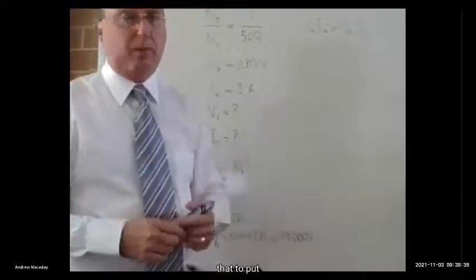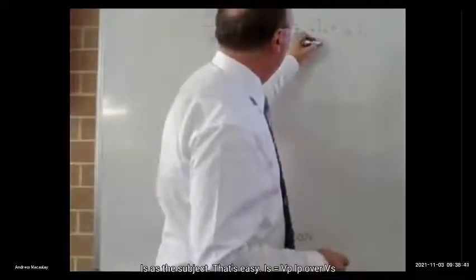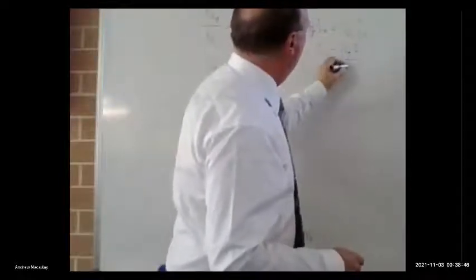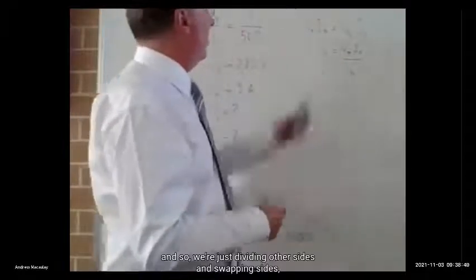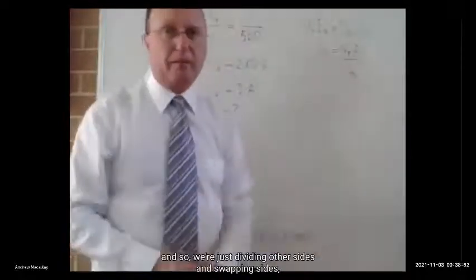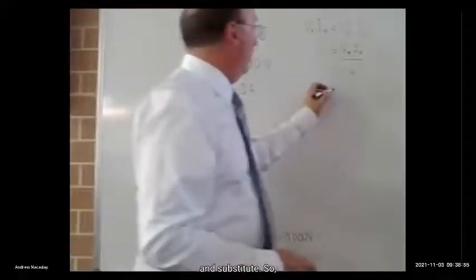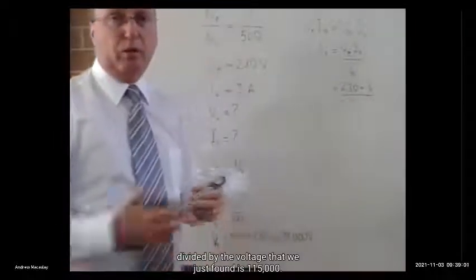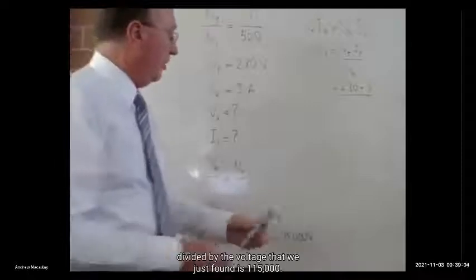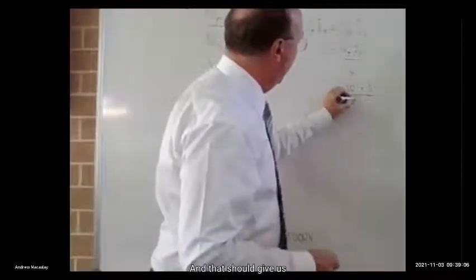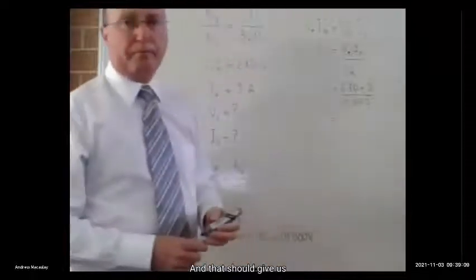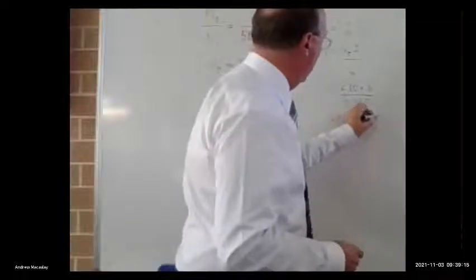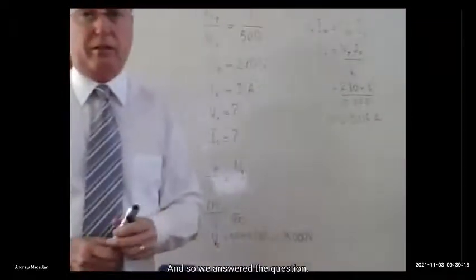So VP IP equals VS IS. We want to rearrange that to put IS as the subject. That's easy: IS is VP IP over VS. We're just dividing both sides by VS and swapping sides. And substitute. So we've got 230 volts times 3 amps divided by the voltage that we just found, 115,000. And that should give us 0.006 amps. And so we've answered the question.